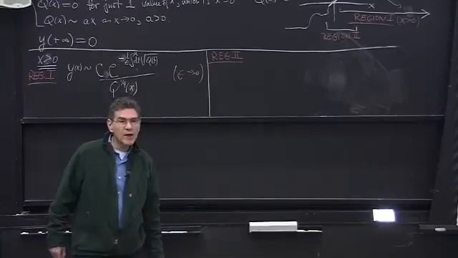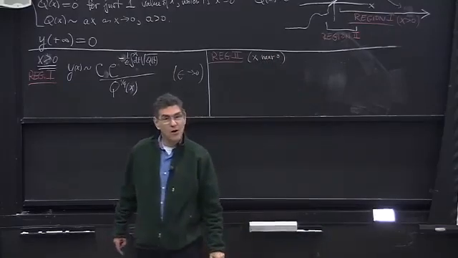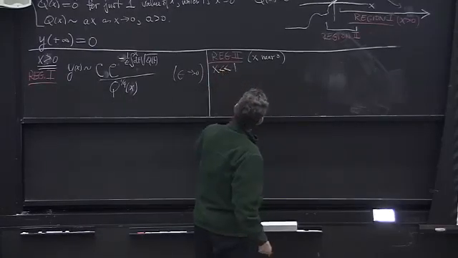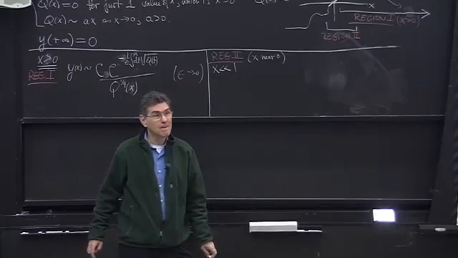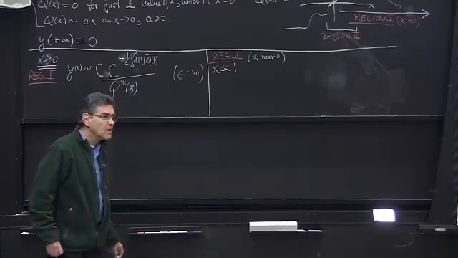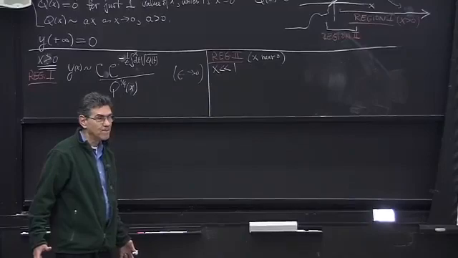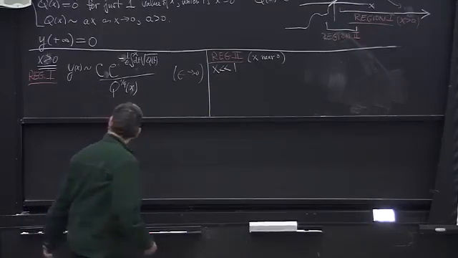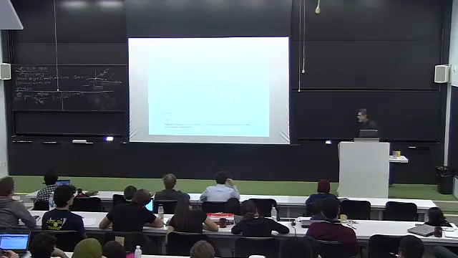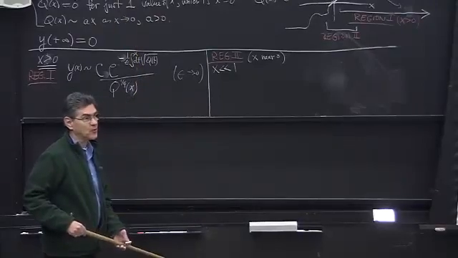In this region, when x is near 0, what do I mean by x near 0 exactly? I mean x is small compared with 1. Very small compared with 1. What can we do when x is small compared with 1? Well, the only thing we can do is the method of dominant balance. Let's take this differential equation and expand Q in a Taylor series.